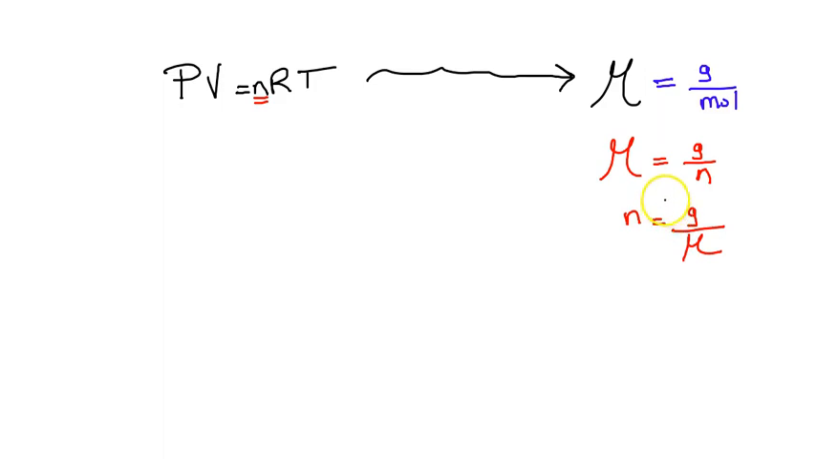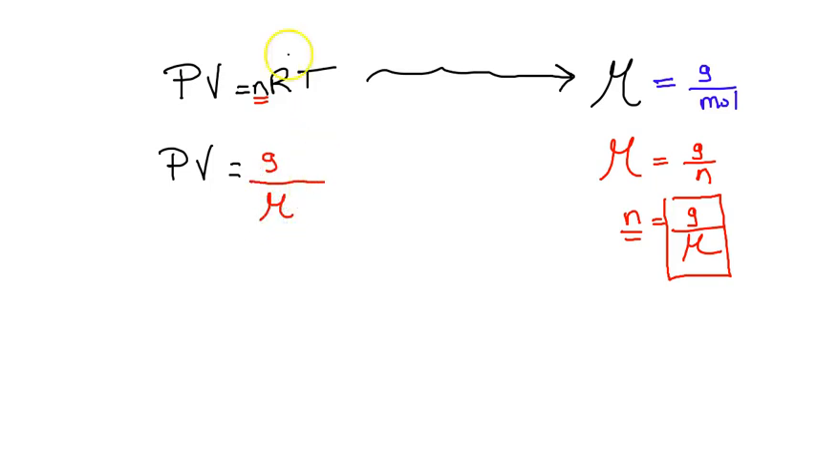And that, my friends, is the equivalent that I'm going to plug in for the n in my ideal gas law formula. So PV is equal to n, but n is equal to grams over molecular mass. So I'm going to put grams over that fancy M for molecular mass, and I've got my RT remaining.